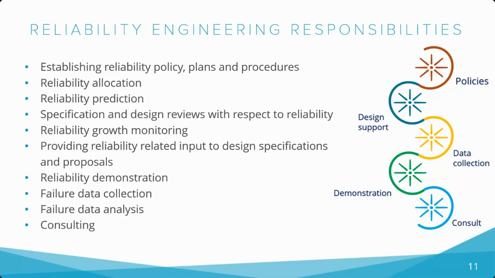A reliability engineering department may have various kinds of responsibilities. However, some of them are establishing reliability policy, plans, and procedures, reliability allocation, reliability predictions, specification and design reviews with respect to reliability, reliability growth monitoring, providing reliability-related input to design specifications and proposals, reliability demonstration, failure data collection, failure data analysis, consulting. The responsibility list goes on. I'm just stopping with some major ones. So how are these implemented by a reliability engineering department?